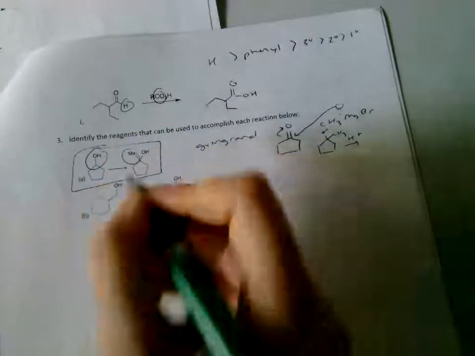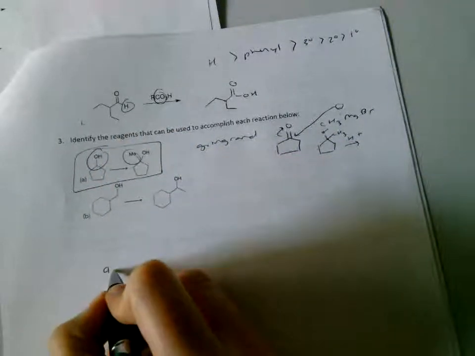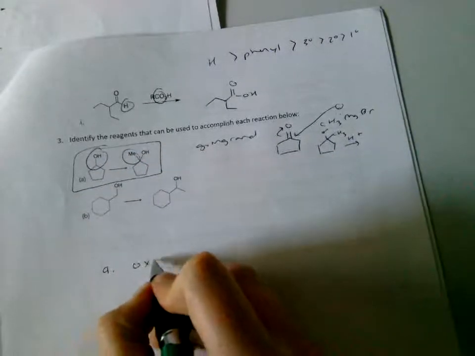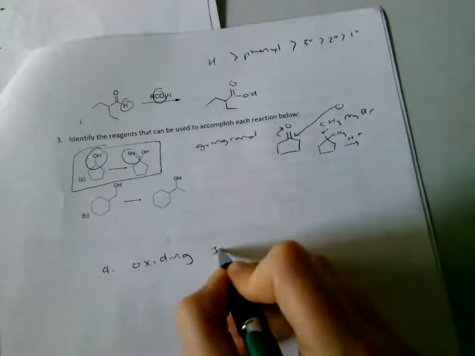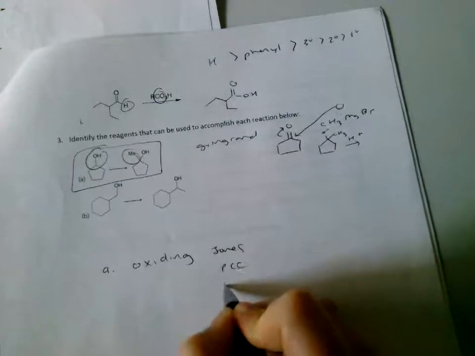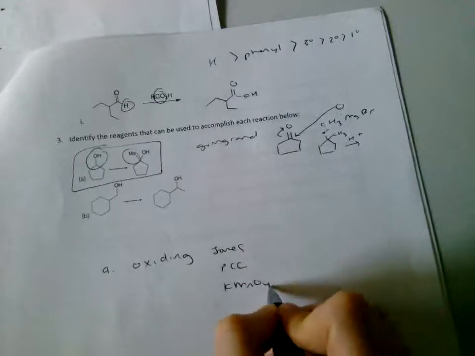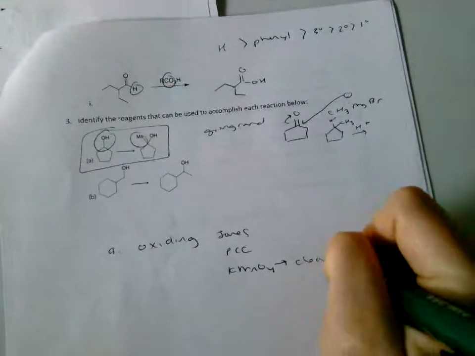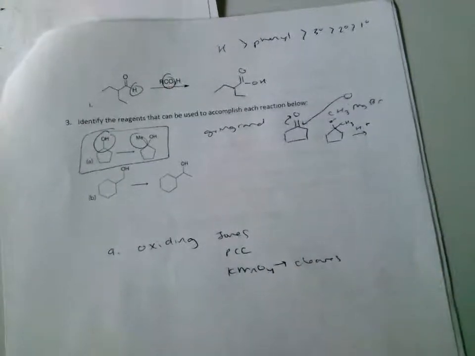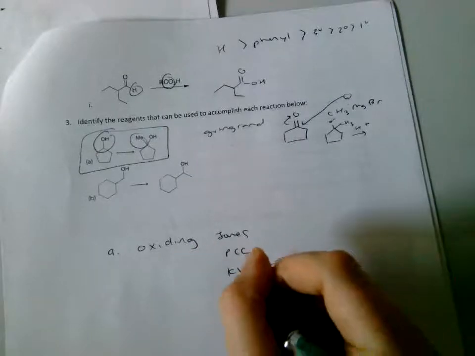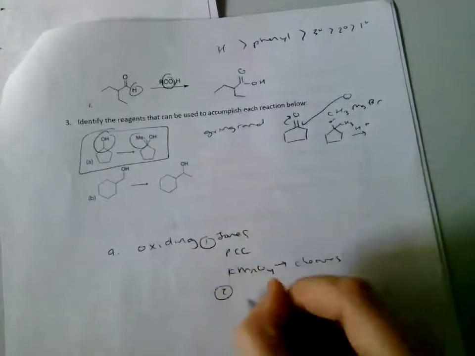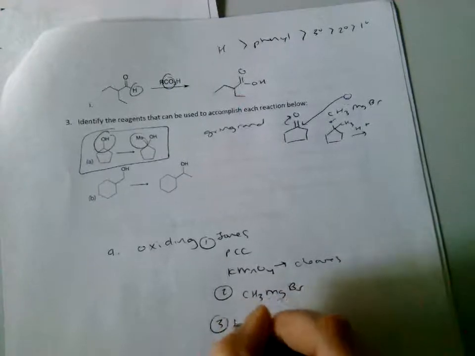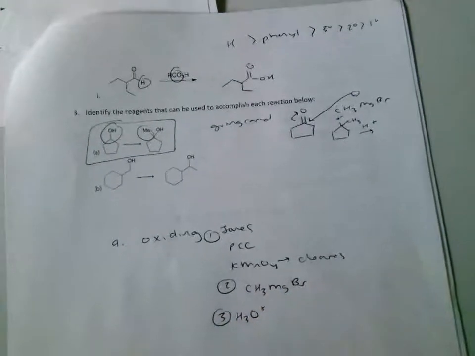So to get from A to B, you would need an oxidizing agent. Anyone would work. Jones, PCC, or KMnO4. KMnO4 wouldn't work if there are double bonds, remember? It cleaves double bonds, but there's not a double bond here, so it doesn't matter. And then you would need a Grignard reagent. And then you'd need an acid to turn that into an alcohol.